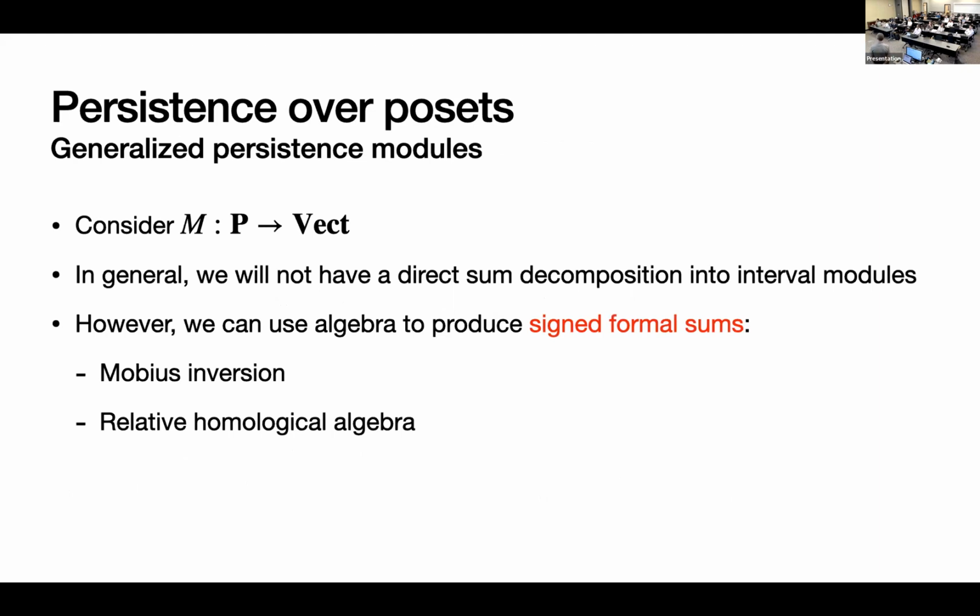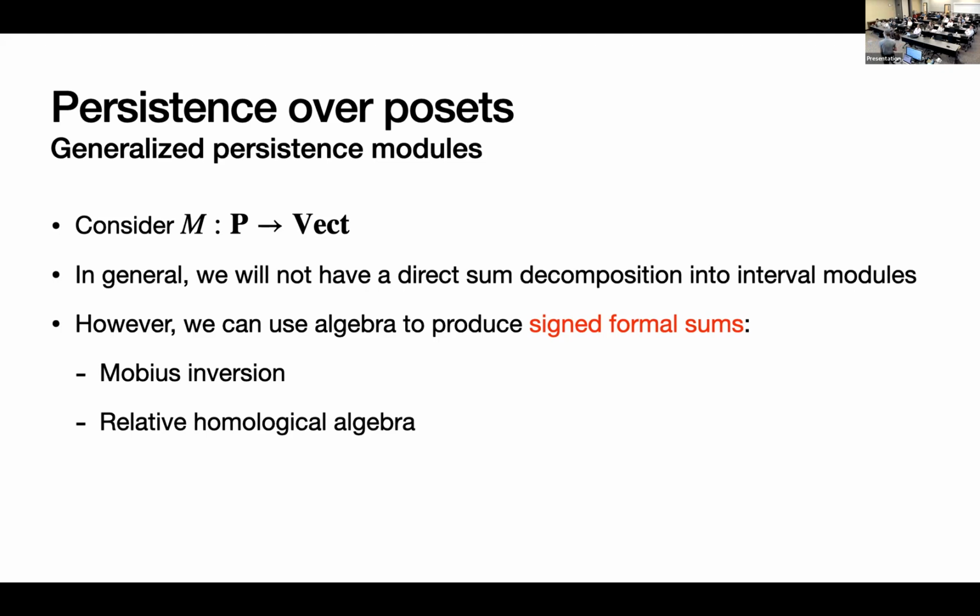Okay, so let's move to a slightly more general setting. So we have what we now call generalized persistence modules. They are diagrams of vector spaces indexed by a partially ordered set. And now in this general setting, these persistence modules no longer decompose into direct sums of interval modules. However, we could still use algebra to produce formal sums if we're willing to add in negative elements.